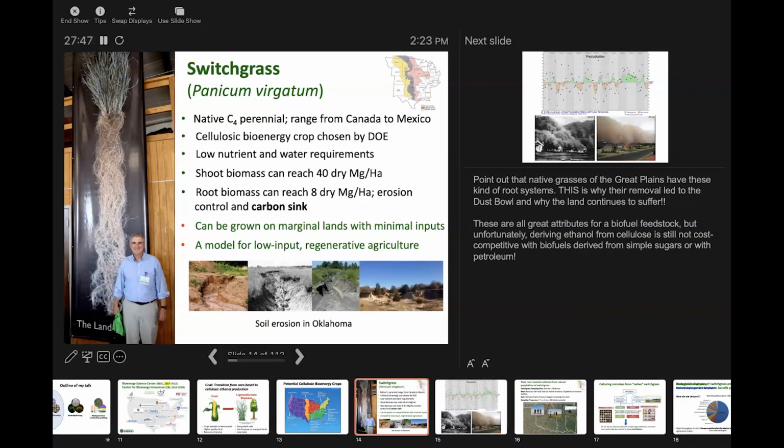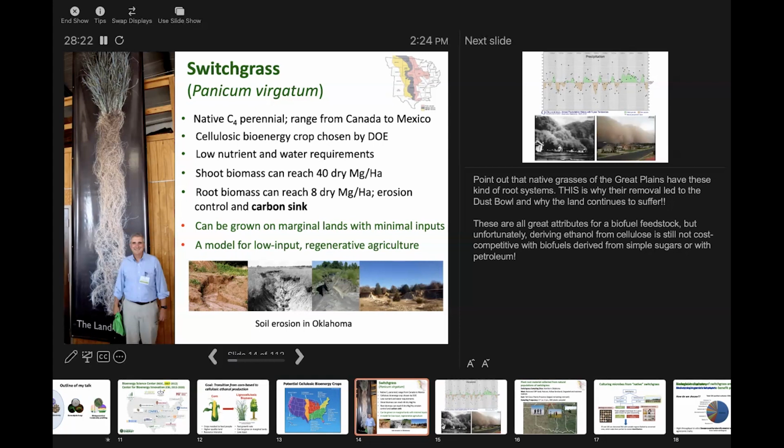Now, why is that specifically important? Well, it means that we can grow a lot of shoot biomass, right? This is 40 dry megagrams per hectare. The root biomass is 8 dry megagrams per hectare. And for me, this is one of the big things. When we started working with switchgrass, I agreed, okay, biofuels are important. We can do that. But can we use a plant that can actually stabilize the soil, that can help to regenerate the soil? Something like that could definitely help.